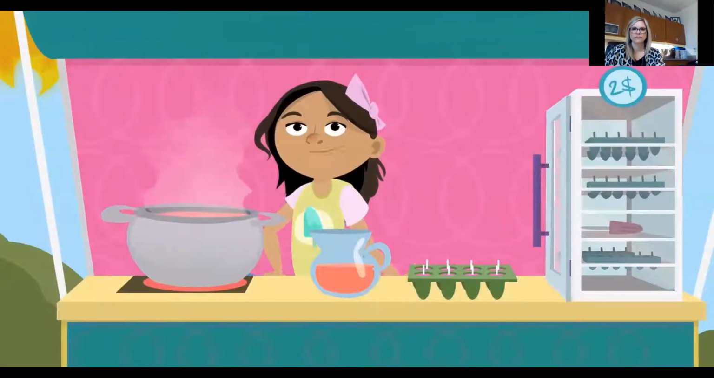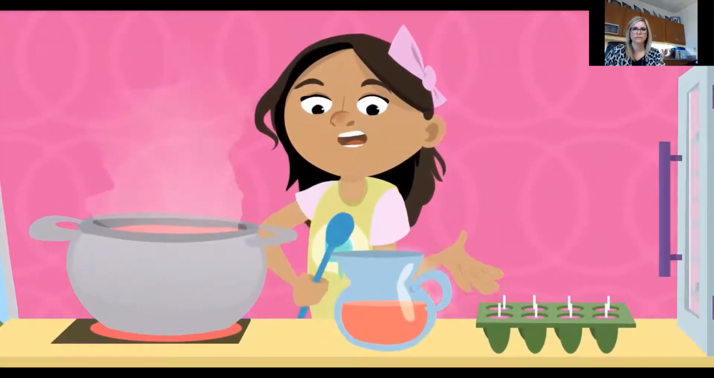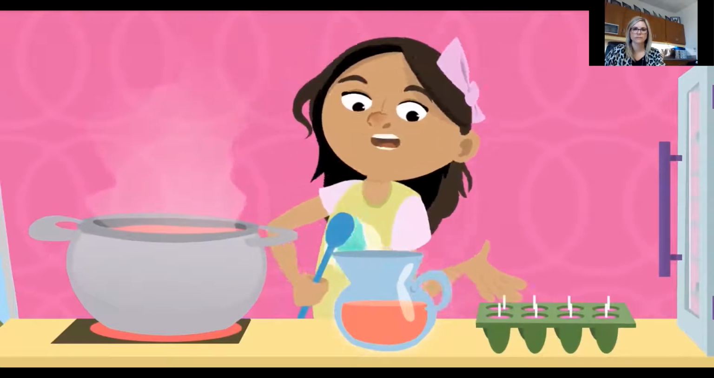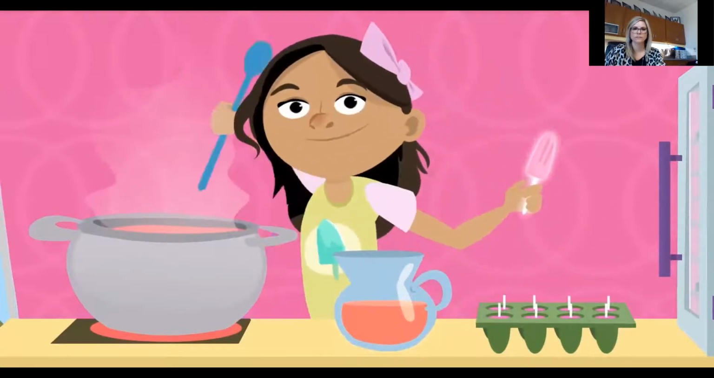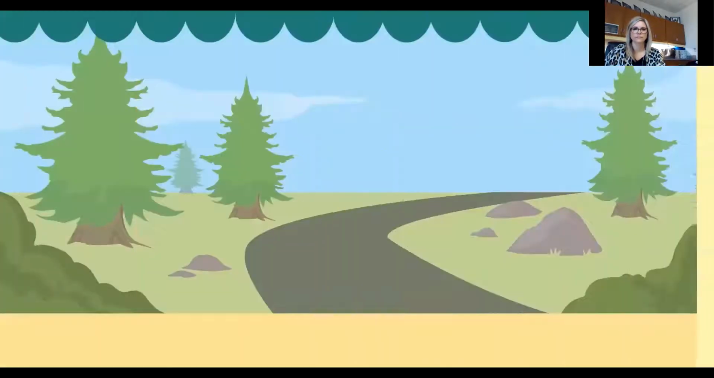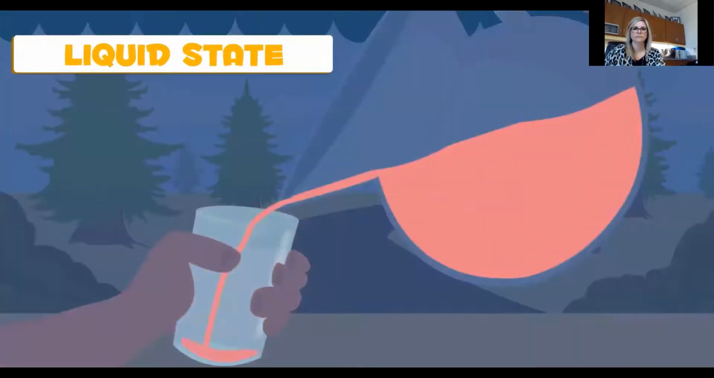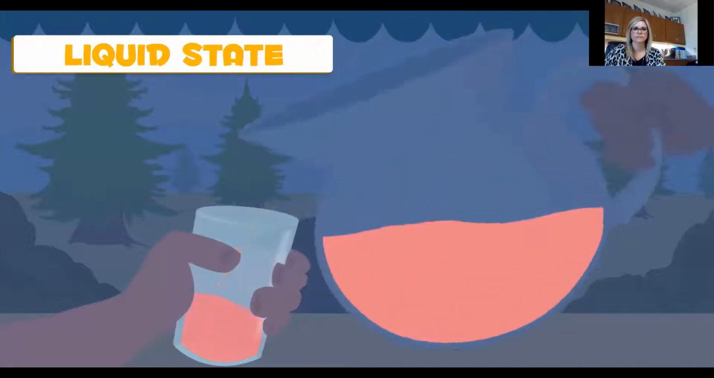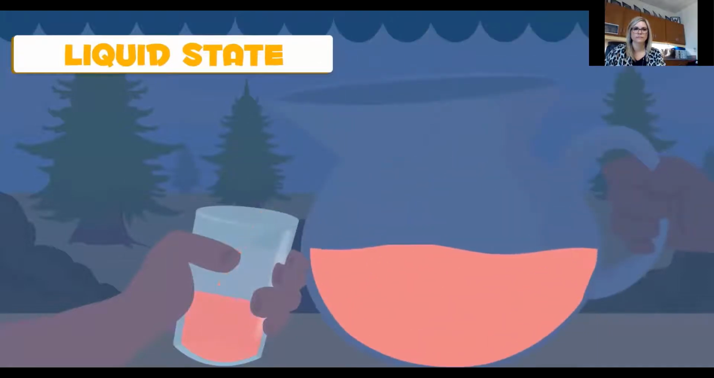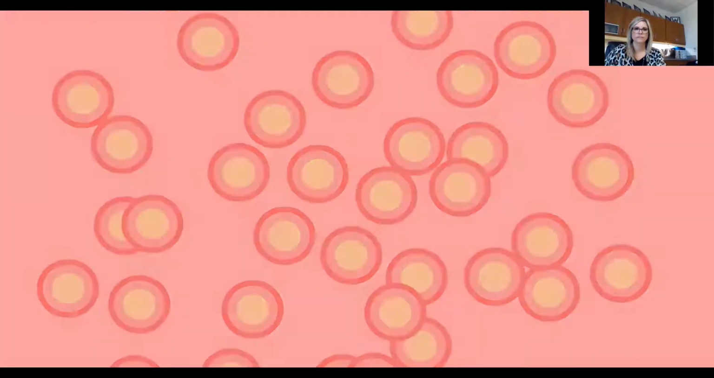Matter, the substance all things are made of, exists in 3 states: liquid, like this strawberry juice, solid, like this popsicle, and gas, like the water vapor coming out of this pot. Everything we drink is in its liquid state. Matter, in its liquid state, takes on the shape of the container, and its volume always stays the same. Particles are separated and can move freely. Can you see how they're moving? They look like they're dancing.